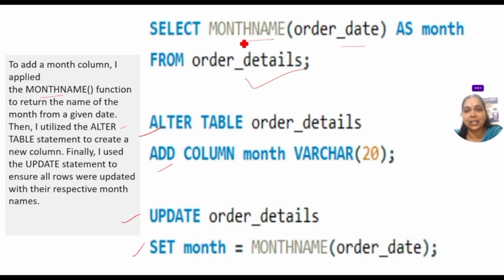Here I'm using the function name month name. Next one is alter the table order details by adding the column month. So the next step, I have utilized the alter table statement by creating a new column as month. Next, update the order details by setting month equals to month name of the order date. Like this, the first concept I have created here.